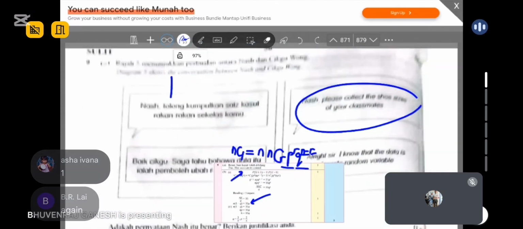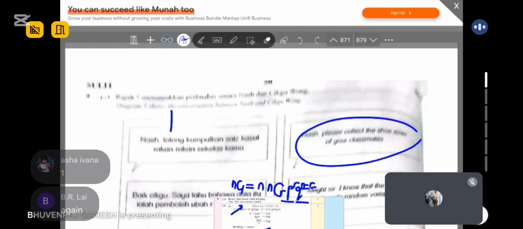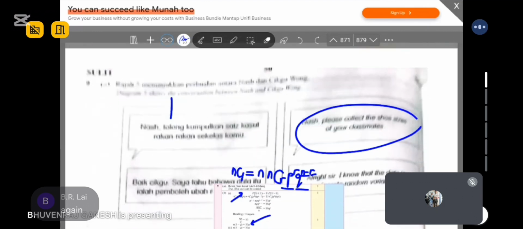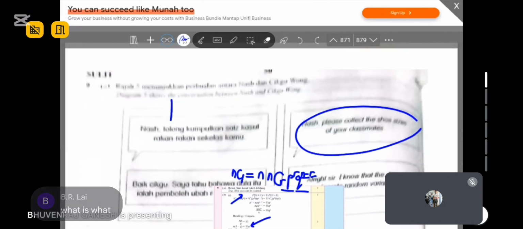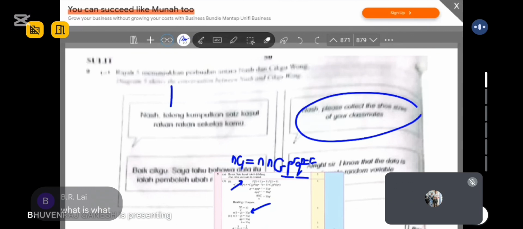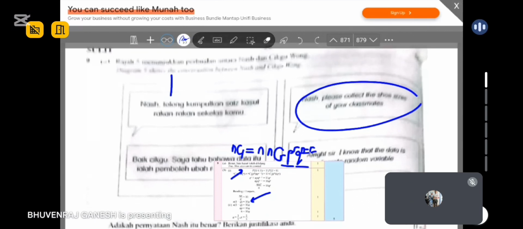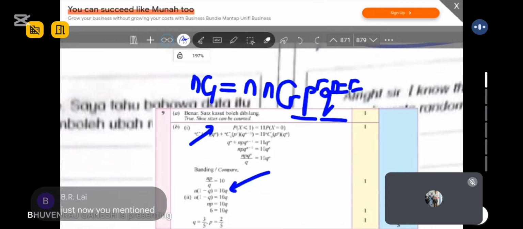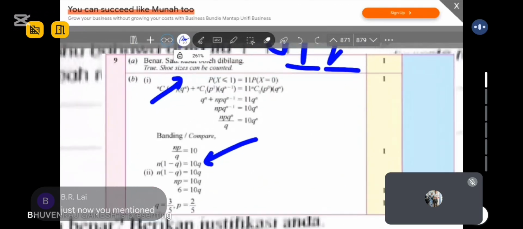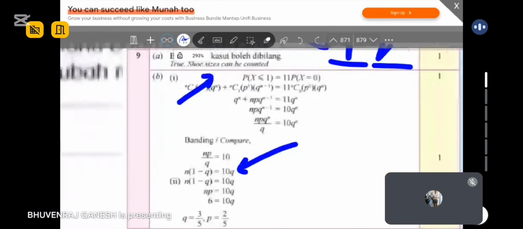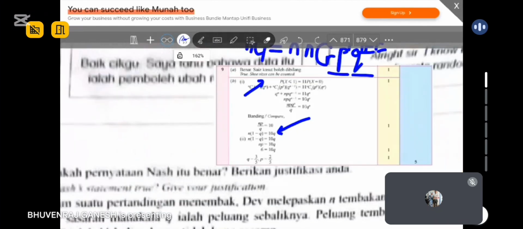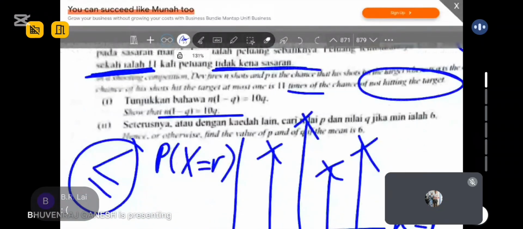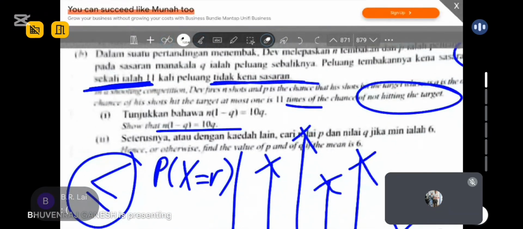Can? Okay. What do you want to ask? Where? This question, right? What is what? I don't understand you. Later you ask me your question. I want to finish the paper. Later you ask me the question. Okay? So we go on. Okay, so next one. No time already, guys. I need to finish the paper.